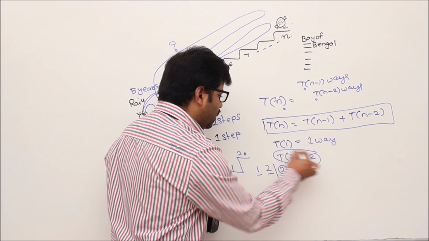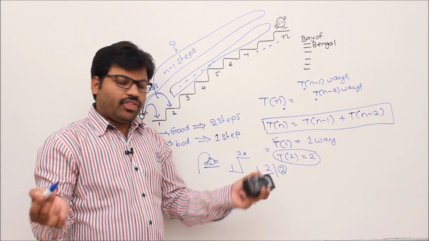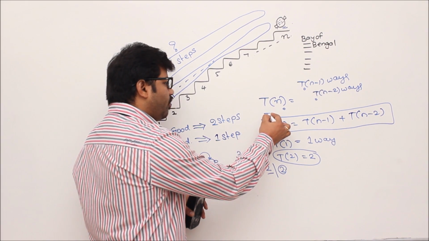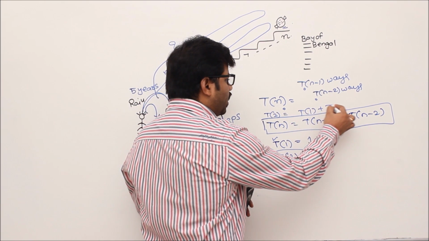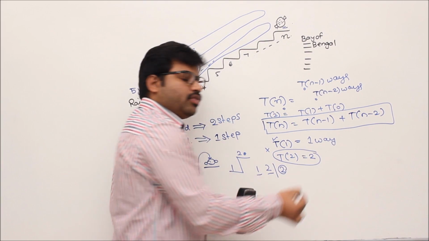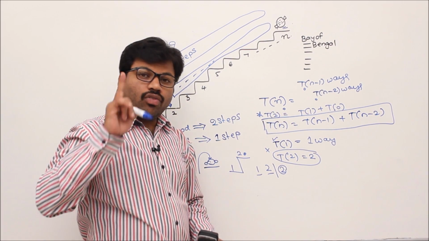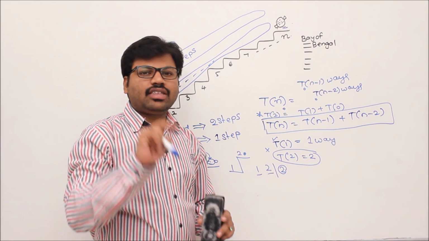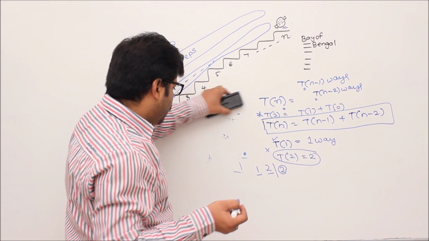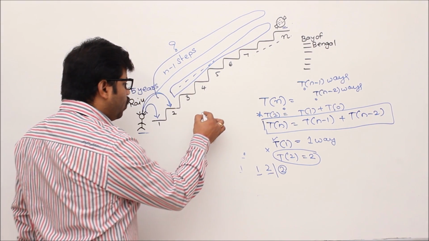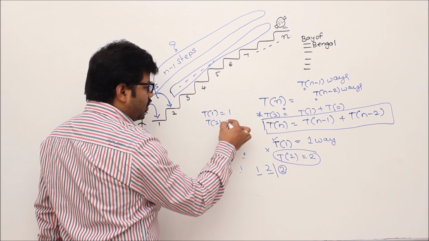If you don't write this one, if you take only T of 1, then how do you compute T of 2? Let's try. T of 2 equals, according to this recurrence relation, T of 1 plus T of 0. Since you don't know T of 0, you can't answer T of 2. But if you have T of 2, I can answer everything. How? I will show you. Let me show here. If you know T of 1 and T of 2, all other values can be computed.